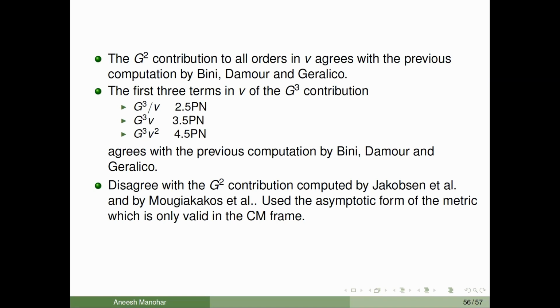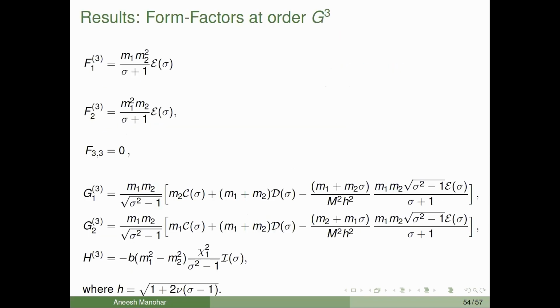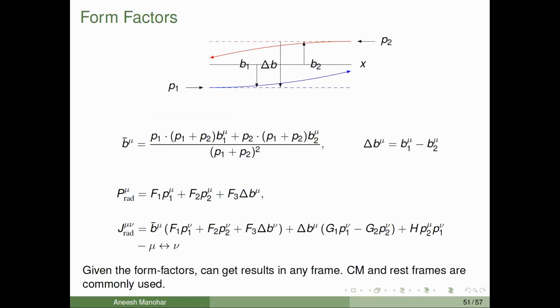There's a disagreement in the literature with just the G-squared contribution by two other groups. And I should say one thing. There are two reference frames which are commonly used. One is the one I drew here, which you could think of as the center of mass frame, where the particles are coming in with equal and opposite momentum. And the other commonly used frame is the rest frame, where one particle is at rest and the other one is moving.